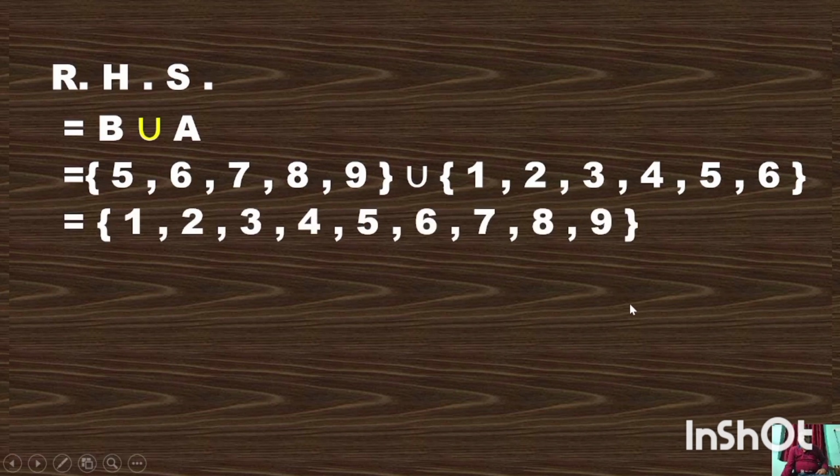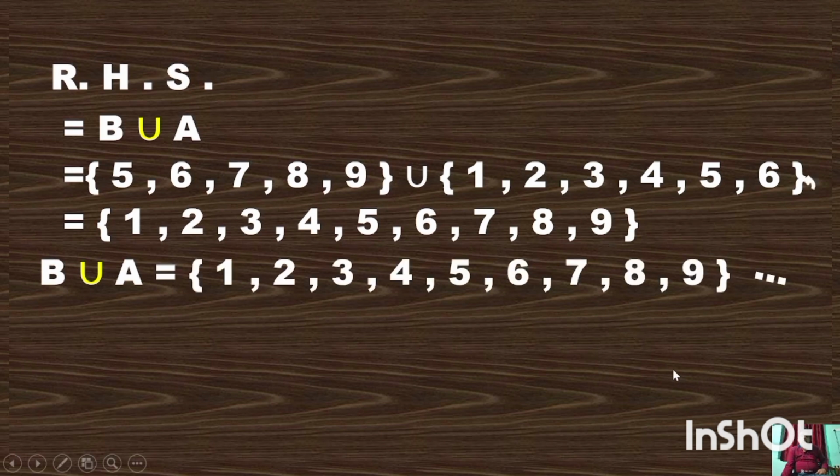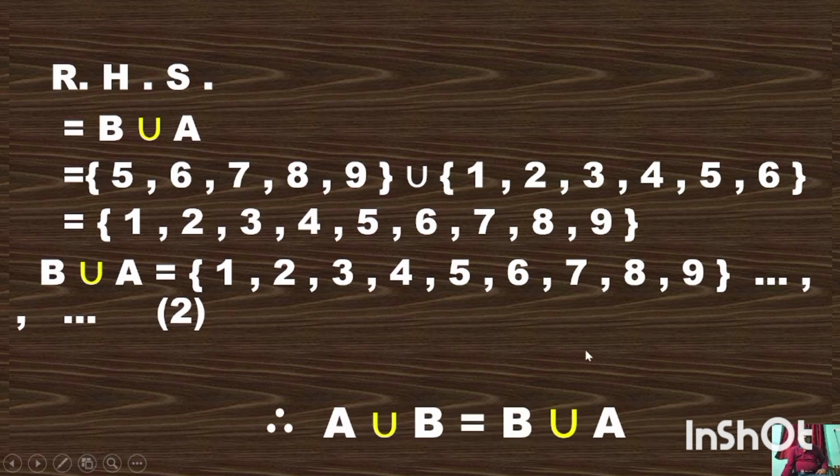If you see, with a similar process we can take all the elements of the sets B and A to bring out the formation of B union A. You can clearly see that in both cases, the sets A union B and B union A have the same elements. Thus it is proved that A union B is equal to B union A. It means set union obeys the commutative law.